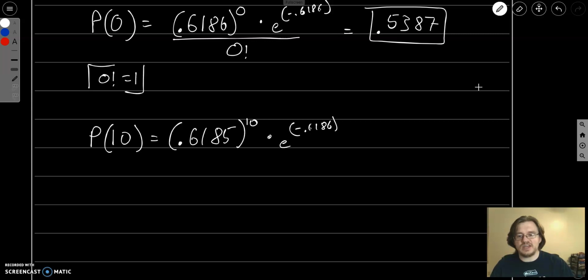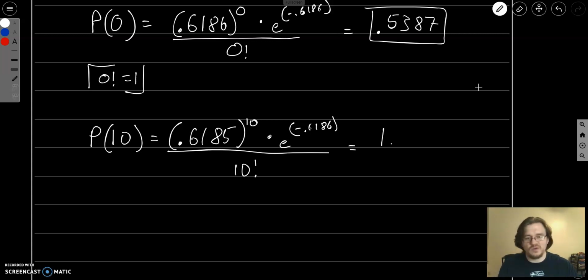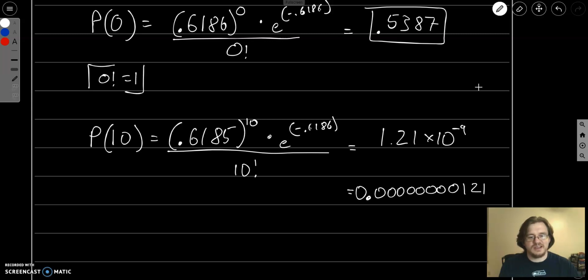The mean hasn't changed. E never changes, it's just a constant. But now we're looking at 10 frogs in an area. And it turns out that if I write this in scientific notation, this is going to be 1.21 times 10 to the negative 9th. Now, times 10 to the negative 9th, this means that I'm going to put 8 zeros here. So this is pretty darn close to 0, but it's a little bit bigger.